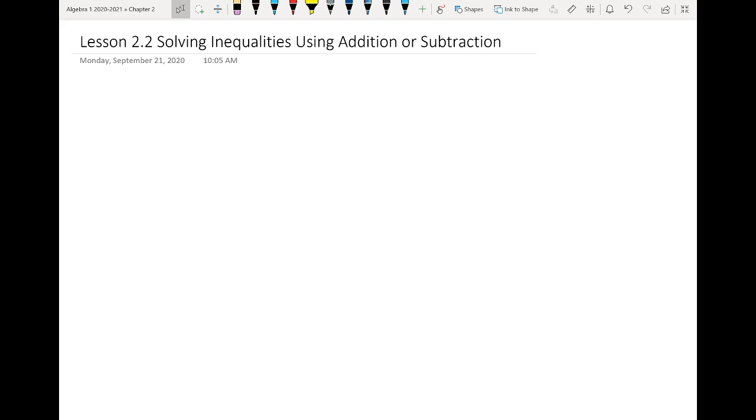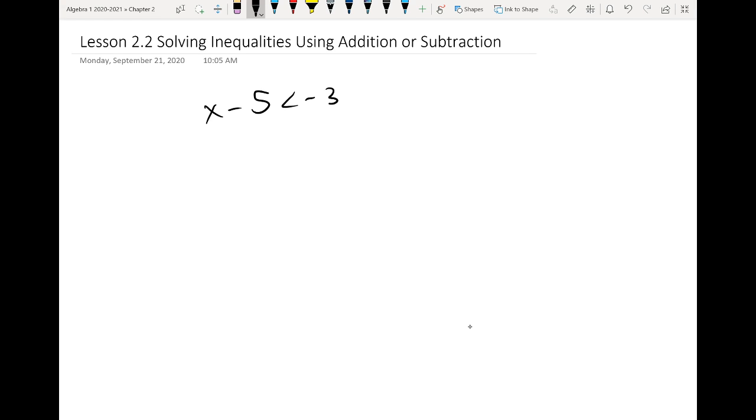All right, today we're going to solve inequalities using addition and subtraction. So it's more along the lines of our lessons on solving linear inequalities. When we solve these problems, we're also going to need to add in a graph. So here are directions: we're going to solve the inequality, and then we're also going to graph our solution.